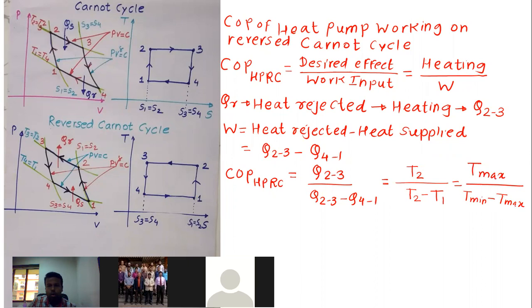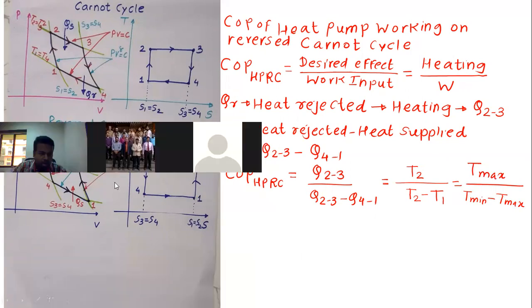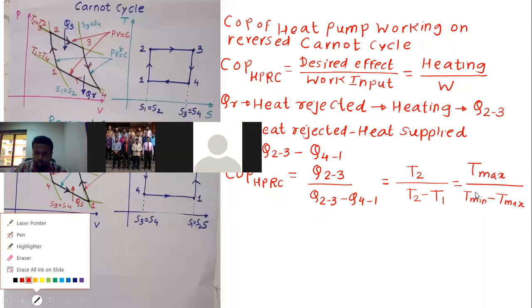So see, how to calculate the COP of a heat pump, which works on a reverse Carnot cycle? How will you do that? It is maximum temperature divided by maximum minus minimum. Okay, I'll just erase that. Here it is.